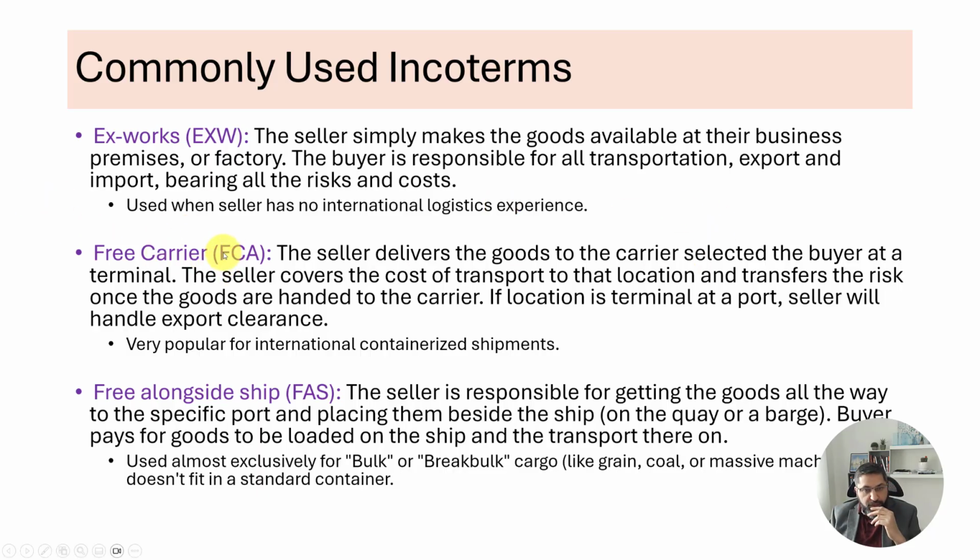FCA is a little bit more than that. The seller delivers goods to the carrier selected by the buyer at a terminal. So it could be a rail terminal, could be a trucking terminal, could be a port. But usually if it's a port, you call it FAS, like an international shipping port. So it's going to be like a terminal of a carrier company that's inland, usually with FCA. Once the seller delivers goods to that terminal, it's the buyer's responsibility then.